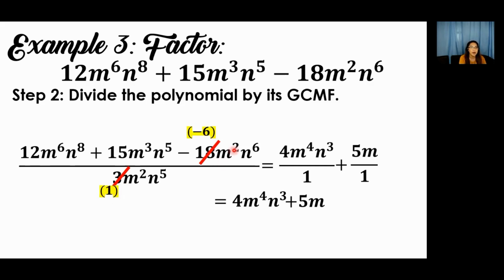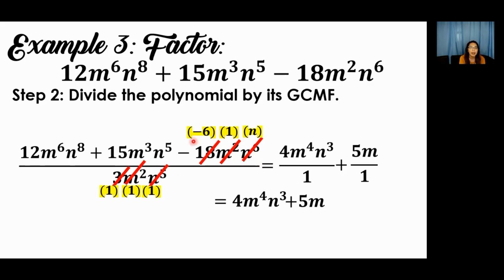Next, m squared divided by m squared. So, 2 minus 2 is 0. So, ang sagot natin dito is only 1. Ayan, m squared is 1, m squared is 1. Then, next is n to the 6th power and n to the 5th power. So, 6 minus 5 is 1, kaya meron pa tayong isang natirang n. N, and then this 1 into the 5th divided by n to the 5th is also 1.